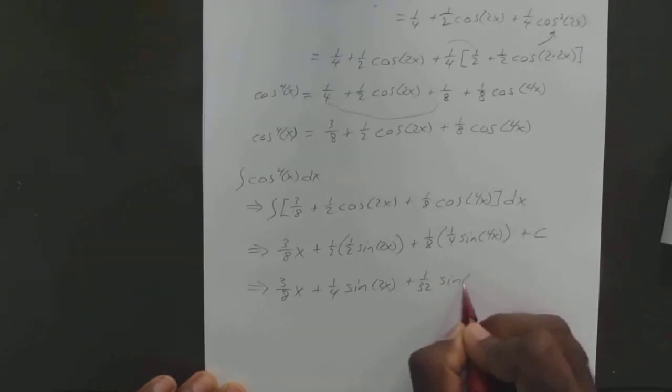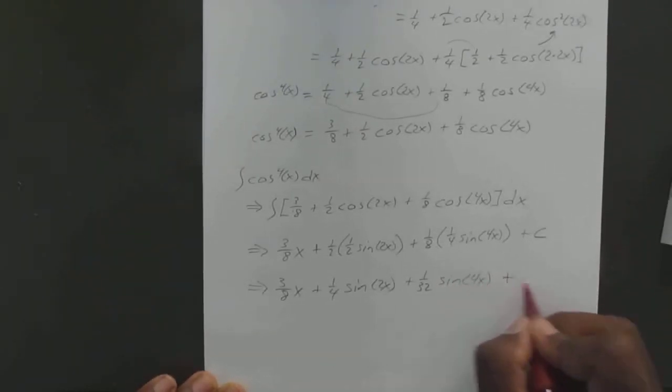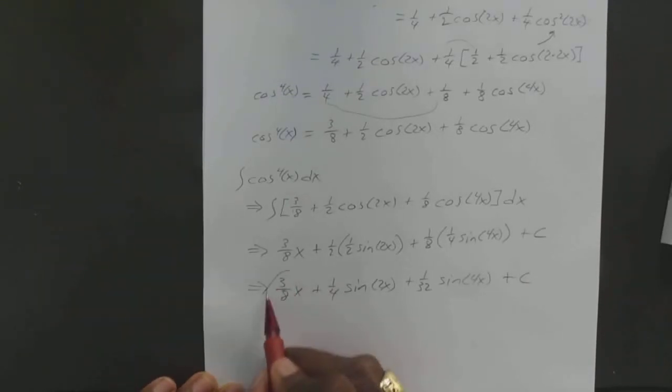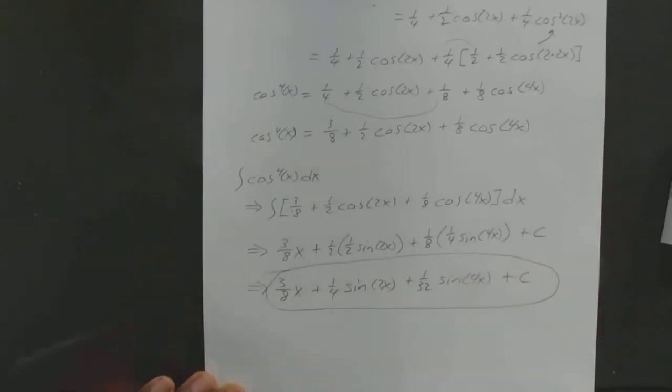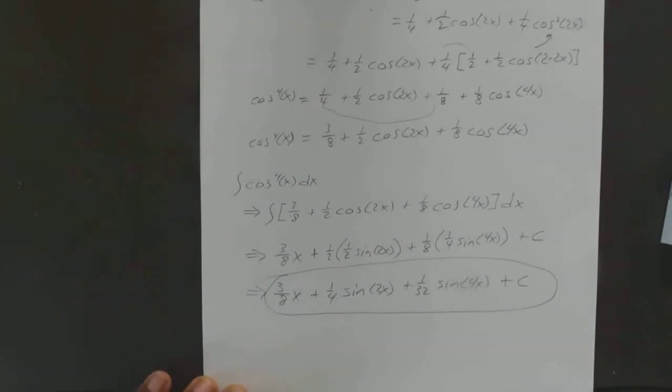All right, so that's going to equal 3/8 x plus 1/4 sine of 2x plus 1 over 32 sine of 4x plus c as your final answer.